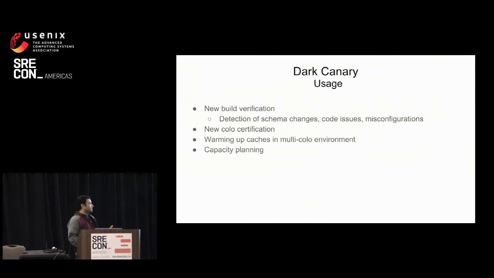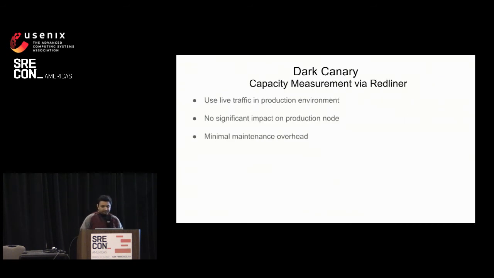And that brings us to capacity planning. Because now you can send requests with the multiplier, you can replicate the number of requests and test, using this as capacity planning as well. So now this goes to capacity measurement with Redliner. We use live traffic in the production environment, and because it's a Dark Canary, there is no visible production impact and minimal overhead because you are not doing anything special. You don't have to write any integration or special test to catch this.